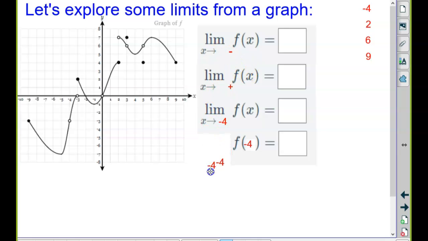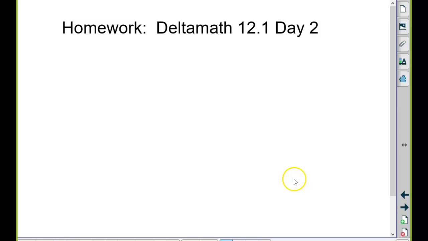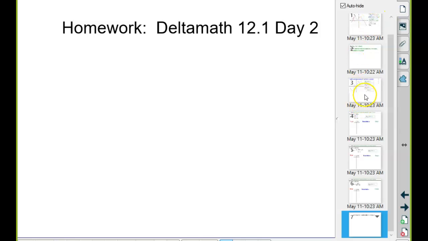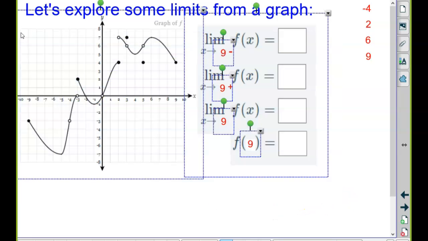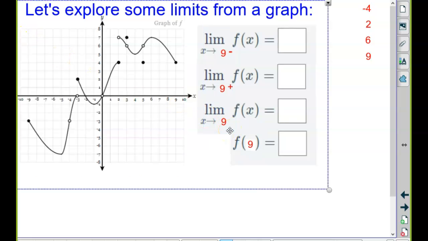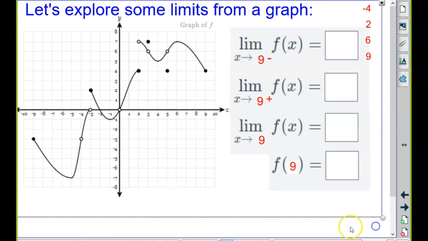I actually want to do one that's a little unique, and it hasn't come up. So what I'd like you to do, you don't have to write this down, but I want you to see if you can answer these questions with a 9 plugged in there. And let me see if I can make this graph a little bigger. There we go.